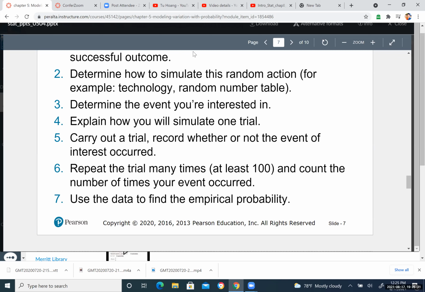That's if I choose this section for the project or something. Otherwise, you don't have to worry about this. Count the number of times your event occurs, then use the data to find the empirical probability. At the end, depending on the question, you find the empirical probability of the heads or of the tails. You record what you see, divided by the number of trials.